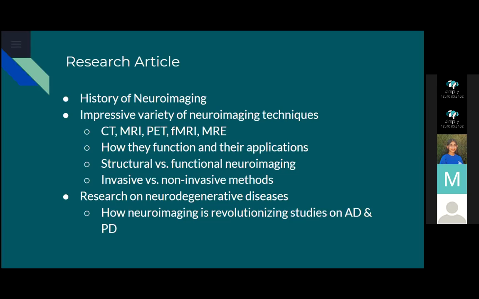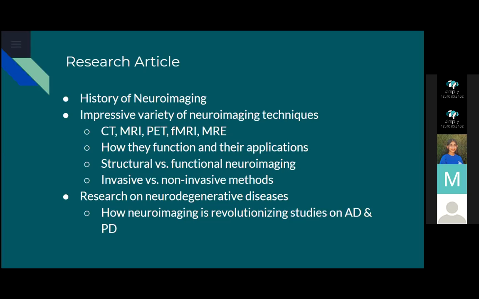So we go through the history of neuroimaging and all the revolutionary technology that was invented in the 20th century. We talk about an impressive variety of neuroimaging techniques, such as the CT, the MRI, the PET scan, the fMRI, and the MRE. We talk about how each of these functions and their applications. For example, the CT and the MRI are known as structural neuroimaging techniques, since they show the structure of the brain, while functional neuroimaging focuses on how the brain performs certain activities. So the PET scan and the fMRI are better used to see functionality within the brain.